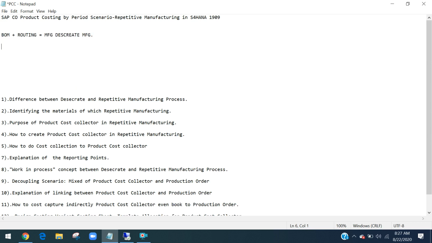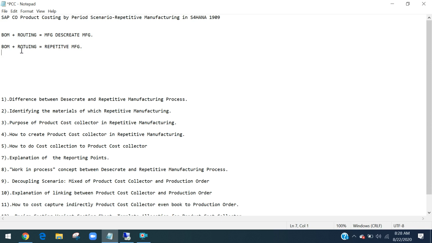And coming to the repetitive manufacturing process, it is exactly the opposite of discrete manufacturing. Repetitive manufacturing means there are no frequent changes of BOM quantity, BOM material, and manufacturing process, that is, the routing. If there are no frequent changes of BOM and routing, that type of manufacturing process is called a repetitive manufacturing process.